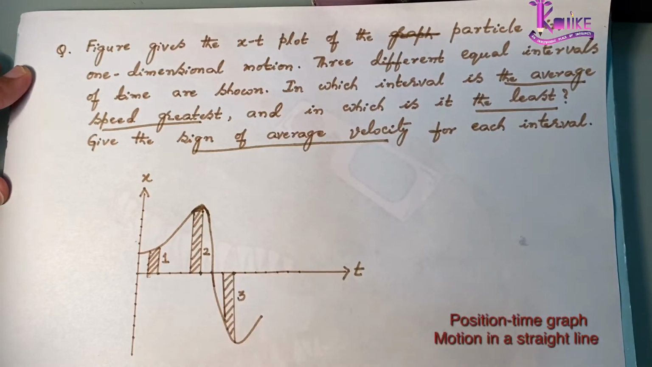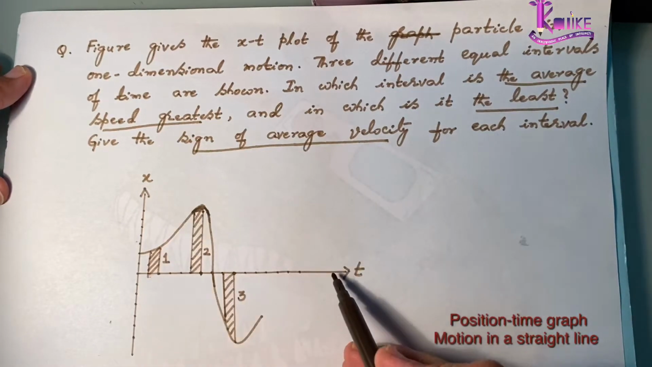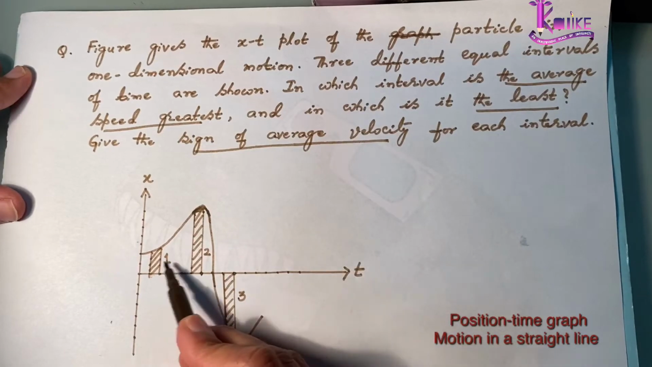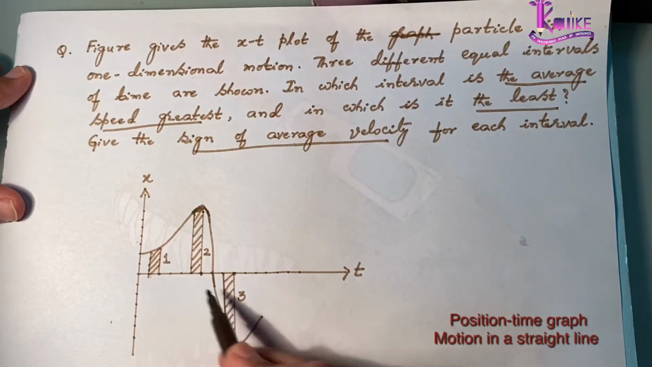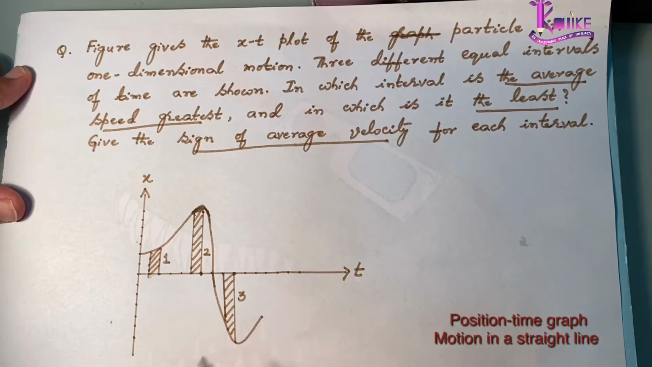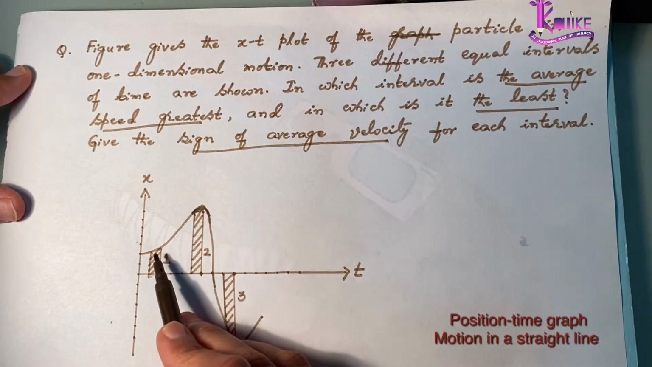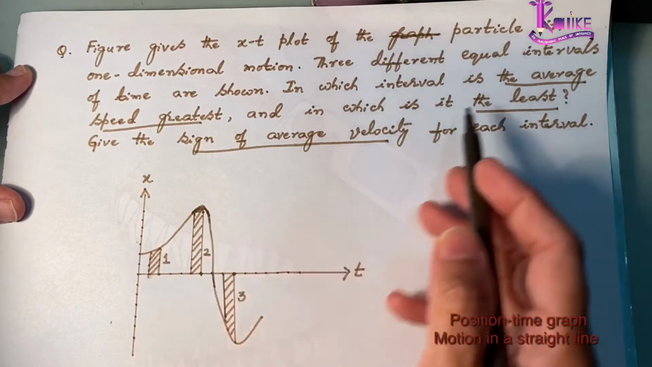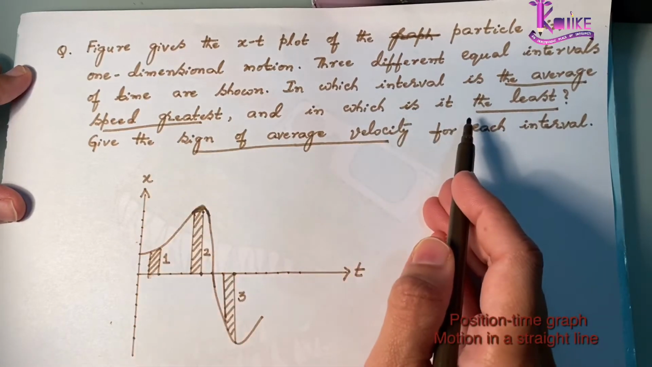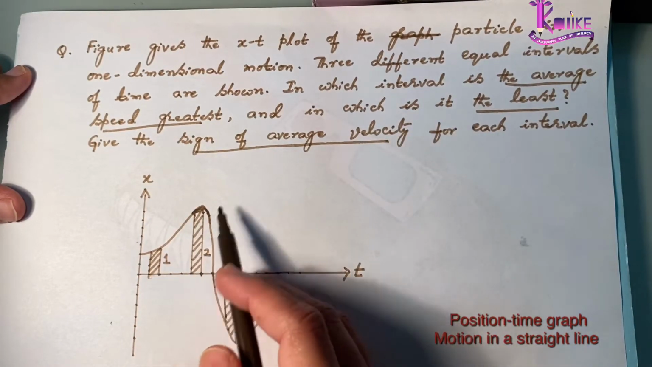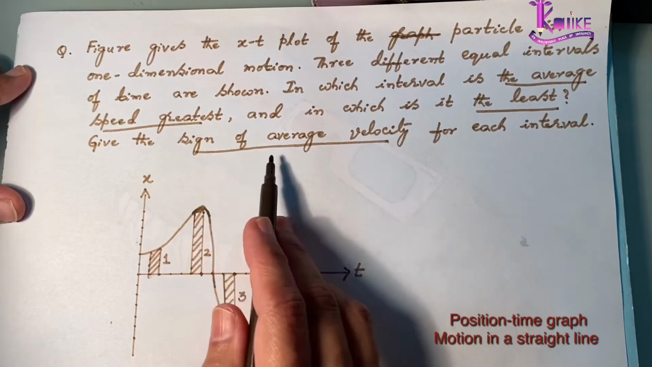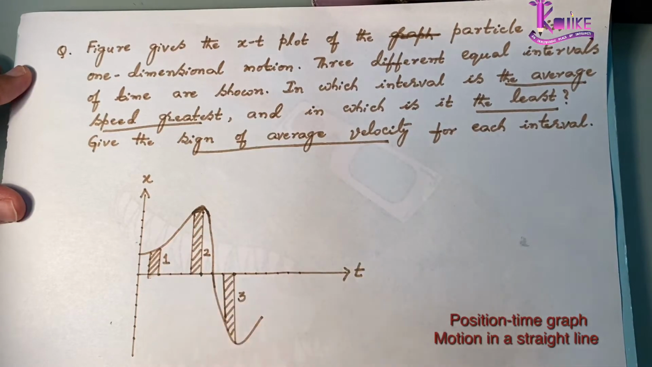So the question is simple. You have an x-t plot, a position-time graph, and you have 3 segments. 3 segments have been chosen on the graph, segment 1, segment 2 and segment 3. You need to identify where the average speed is greatest and where it is least. And you also have to identify the signs of average velocity in all these 3 segments.